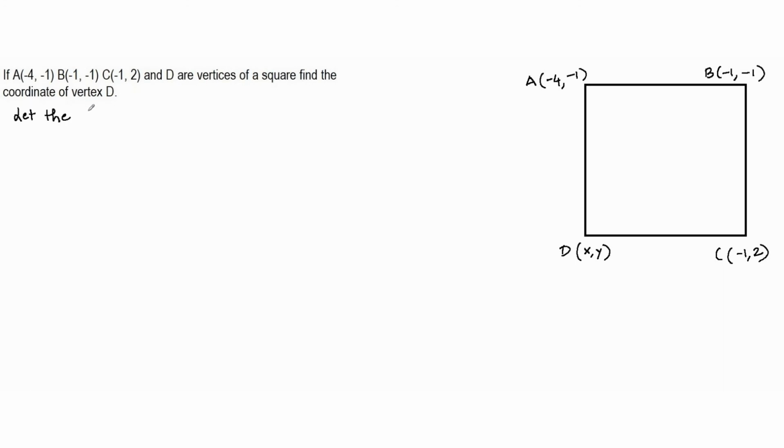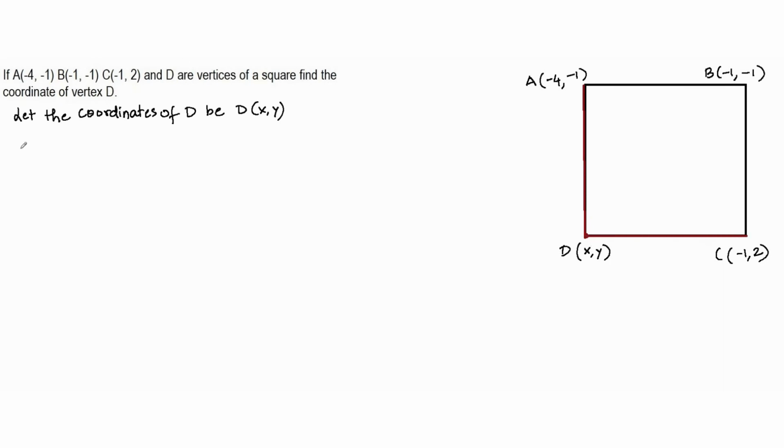So let the coordinates of D be D of x comma y. And now we want to find the coordinates of vertex D. So again we need to find these two variables, so we need two equations. What I can now do is first equate, because this is a square, I know that all sides are equal, which means AD should be equal to CD, right?